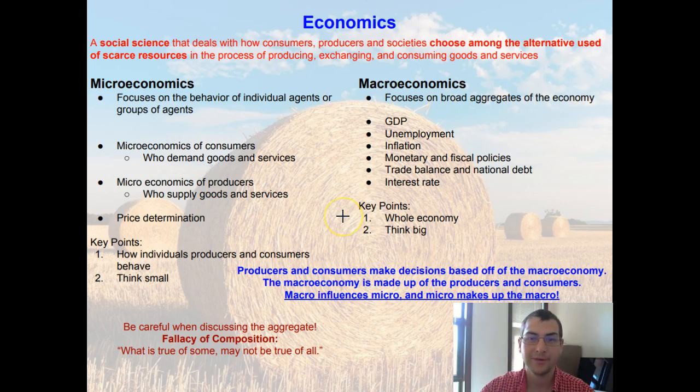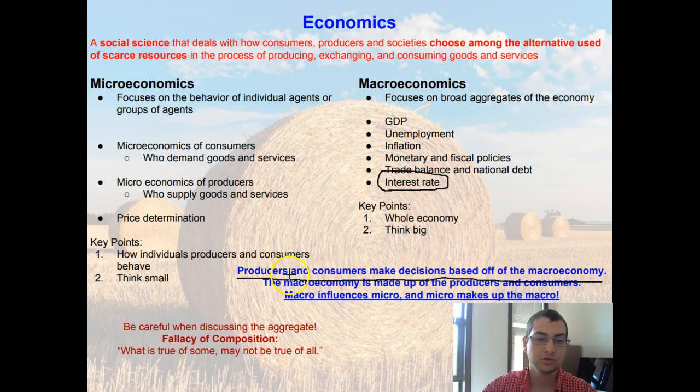Now, do microeconomics and macroeconomics go hand in hand? Yes, they do. Think about it this way: producers and consumers actually make decisions based off of the macroeconomy. Say you've got a farmer who's thinking about buying a new tractor, and wants to put it on a loan with an interest rate. The interest rate is an aspect of the macroeconomy. That farmer looks at the interest rate and says, well, it's too high and I can't afford that tractor now, so he doesn't buy the tractor.